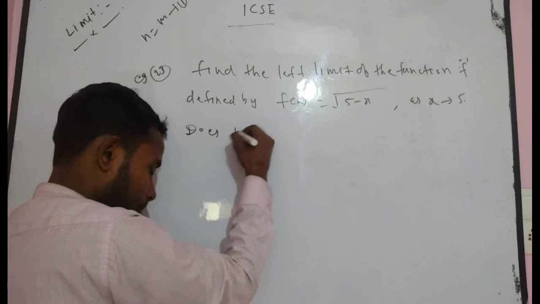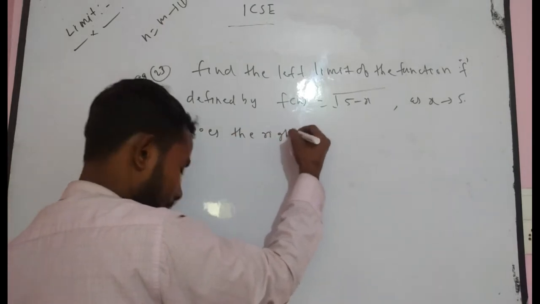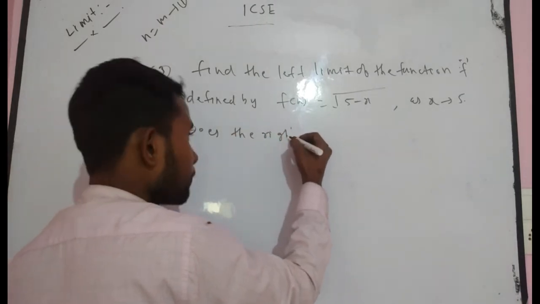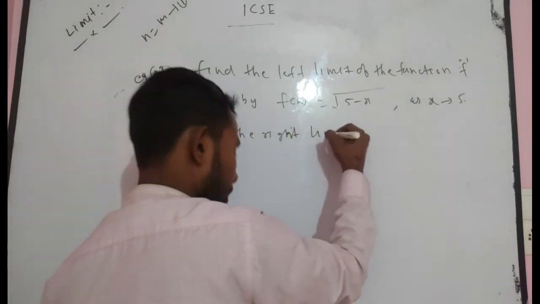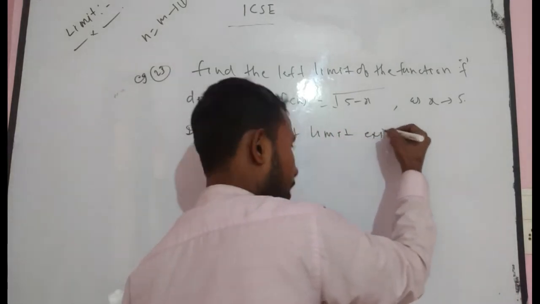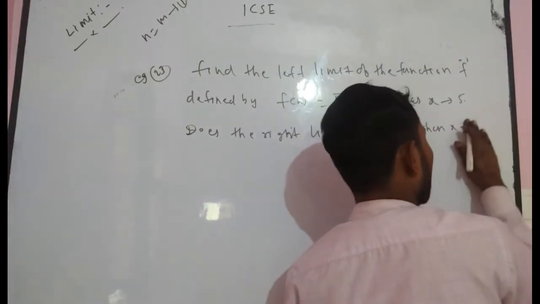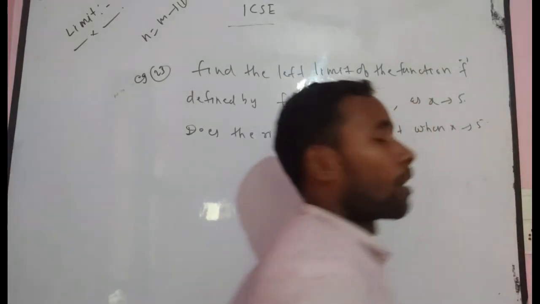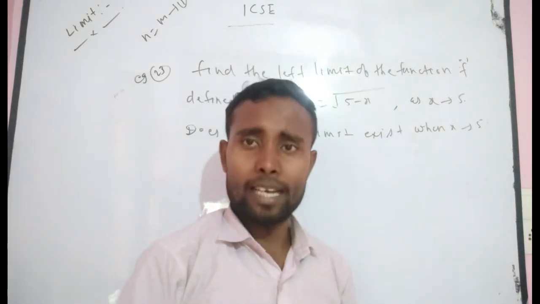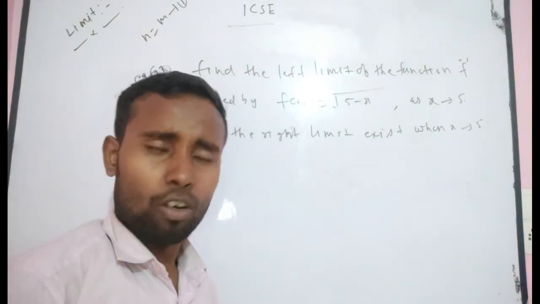Does the right limit exist when x is equal to 5? When x tends to 5, does the right hand limit exist or not?